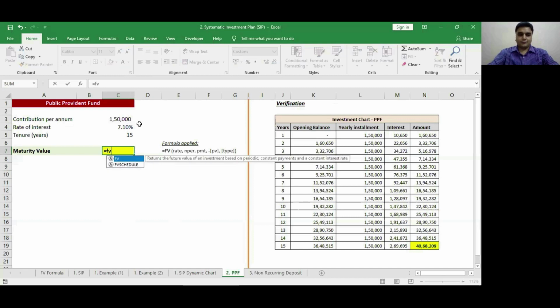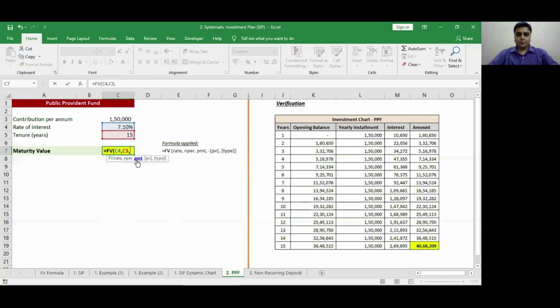For that we can use the FV function again. Here I have to input rate. I will select 7.10. I will not divide this by 12 because ये मेरा rate per annum basis पे है and मेरी contribution भी per annum basis पे ही है. So I'll put comma. NPER would be 15 years.